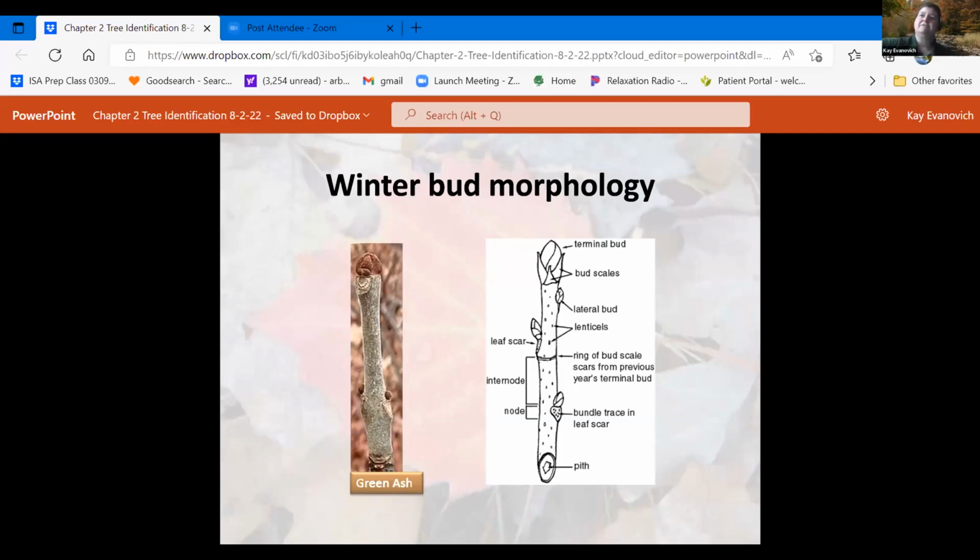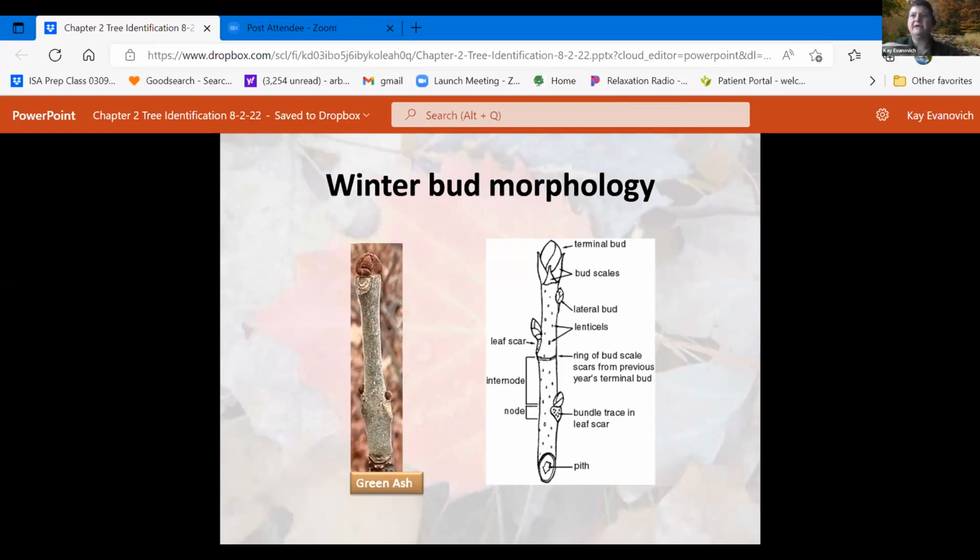And then there are different things like the ring of bud scale scars from previous years' growth. Where this says ring of bud scale, that's where this top terminal bud used to be last year before it grew out. So each year they grow, the twig keeps stretching out, the tree keeps growing, and each year that terminal bud moves to the end of the twig.